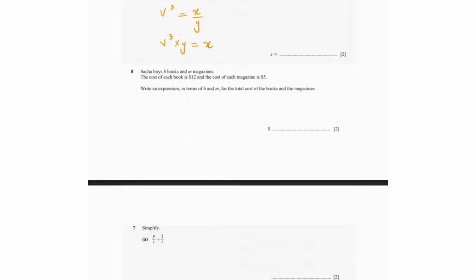So if the cost of each book is 12, for B books it's going to be 12 times B. And the cost of each magazine is 5, so it's going to be 5 times M. And since we're talking about the total cost, you add it up. So 12B plus 5M. Forming expressions is very easy. You just have to translate the statement into an equation. So this is similar to what we did previously for, I think, the fraction question. So just read the statement carefully, rewrite it as an equation. Simple as that.